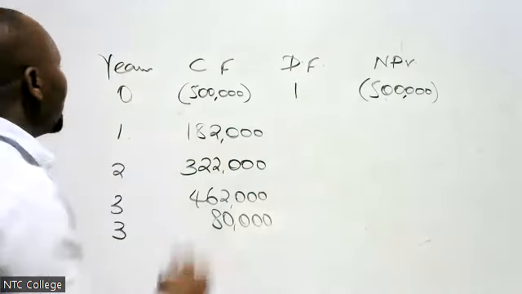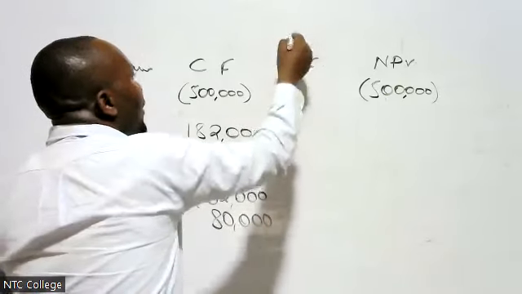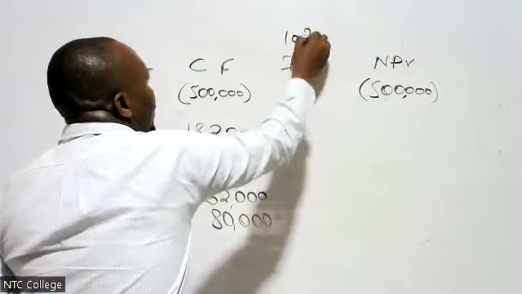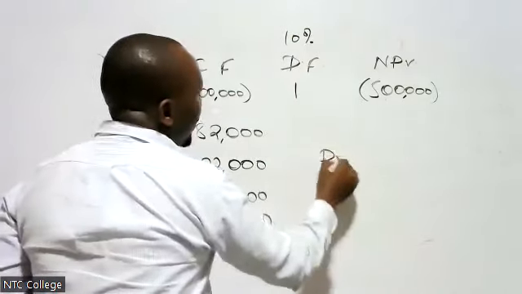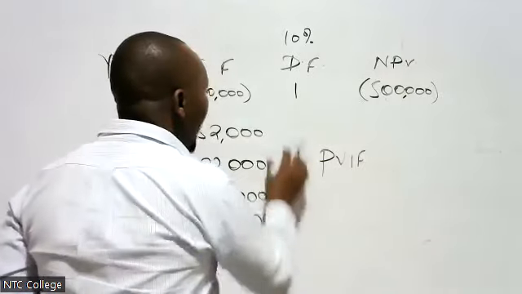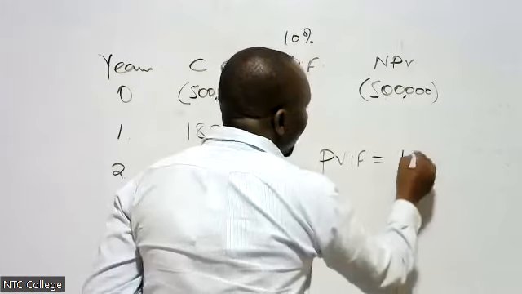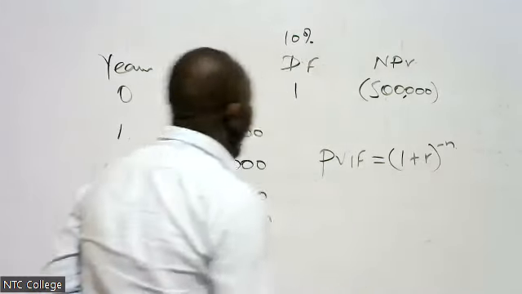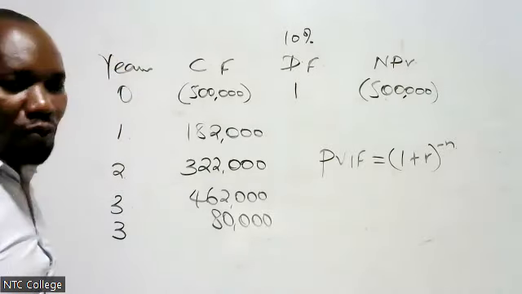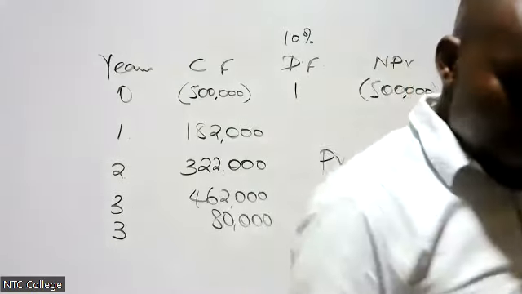Now, let's proceed. We have now the discounting factor. We were given 10%. So what is the discounting factor here? We are using PV. Why? Because they are irregular cash flows. So if you're going to use PV, we take 1 plus R to the power negative N. So tell me year 1, year 2 and year 3 discounting factors. Go ahead.